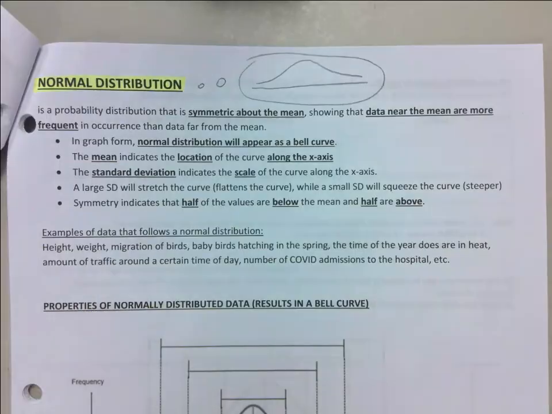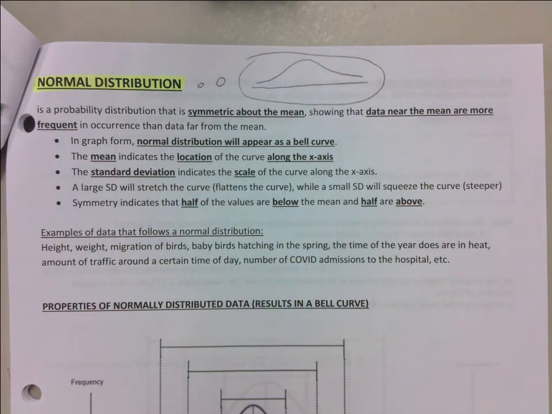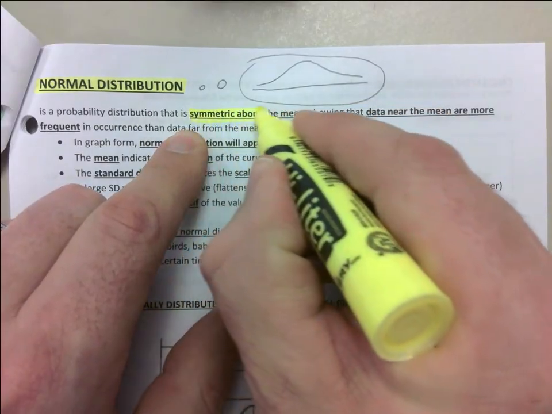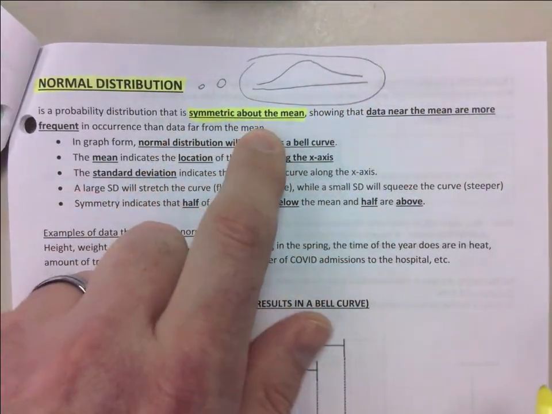Okay? And with COVID, they talked about flattening the curve all the time. It actually goes straight back to this, okay? It is a probability distribution. This is important. It's symmetric. It's symmetric about the mean.